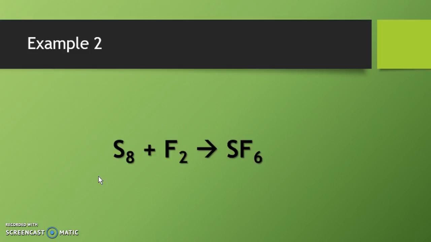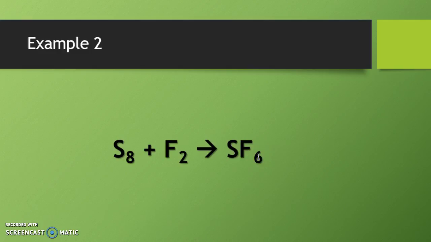So let's go on to the next example. This one we've got S8, F2, and then SF6 on the right as the product. The reactants are on the left, products are on the right. So we see we've got 8 sulfurs on the left and 1 sulfur on the right. So that's going to have to change. We have 2 fluorines on the left and 6 fluorines on the right.